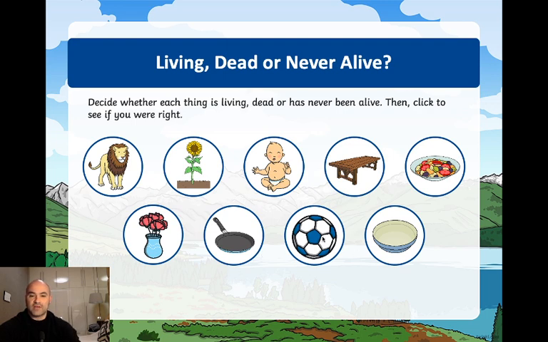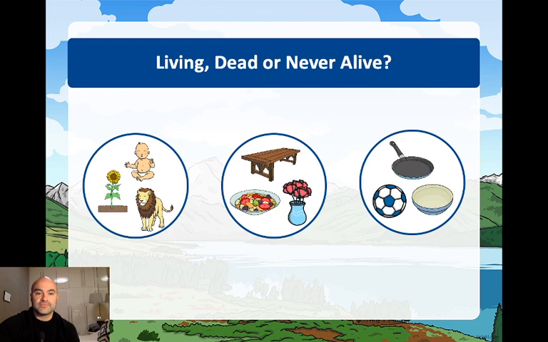And then we have a soccer ball. A soccer ball is made out of plastic and stuff. It didn't used to be alive. A bowl did not used to be alive. It's made out of materials.